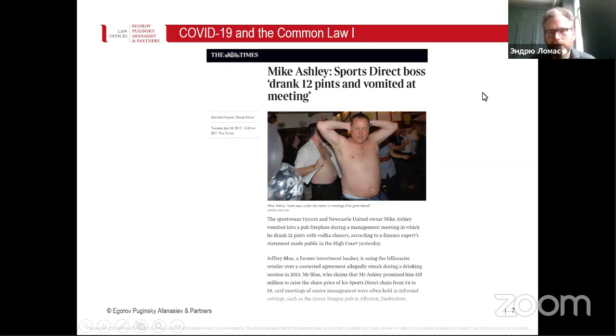So it says here, Mike Ashley, Sports Direct boss, drank 12 pints and vomited at meeting. And then we see underneath the text, the sportswear tycoon and Newcastle United owner Mike Ashley vomited into a pub fireplace during a management meeting in which he drank 12 pints with vodka chasers, according to a finance expert statement made in the High Court yesterday. Jeffrey Blue, a former investment banker, is suing the billionaire retailer over a contested agreement allegedly struck during a drinking session in 2013. Mr. Blue, who claims that Mr. Ashley promised him £15 million to raise the share price of Sports Direct from £4 to £8, said the meetings of senior management were often held in informal settings, such as the Green Dragon pub in Alfreton, Derbyshire. So that is the introduction to the case.